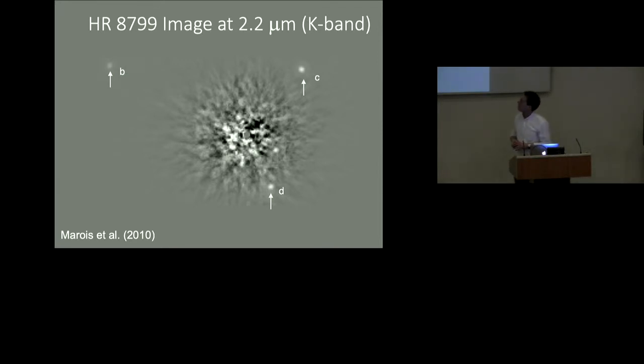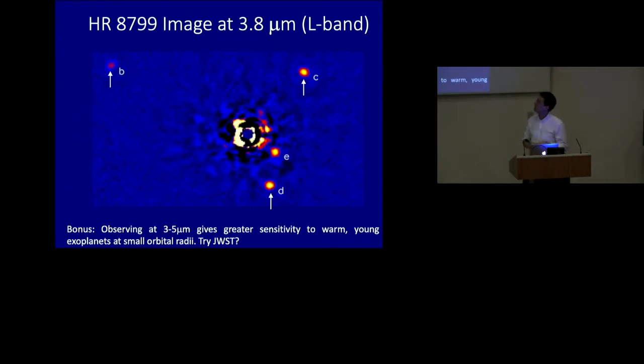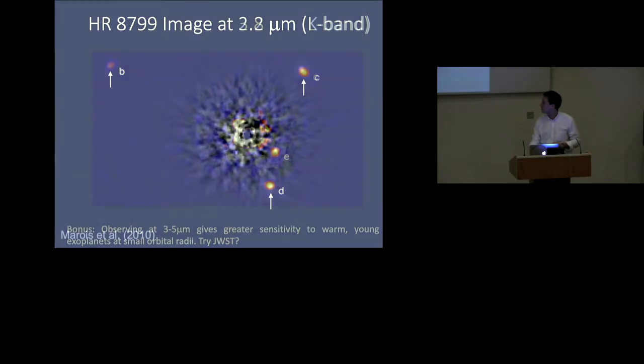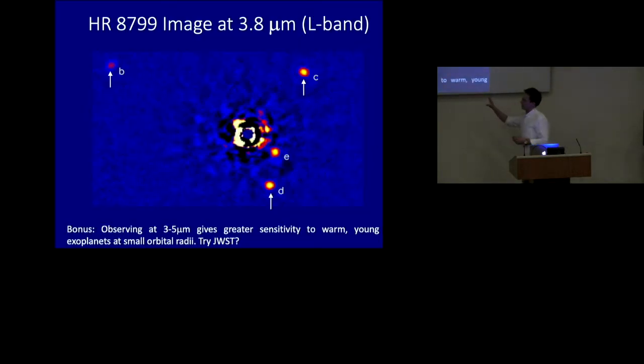This is one of the early K-band images of this now famous system HR 8799 that Rick talked about. But when we look at the same system in the L-band at 3.8 microns, you can really see these planets stand out from the star a little bit, and you can even see this innermost planet, e, quite clearly if I go back and forth. So 3 to 5 microns, in addition to what I just mentioned about the power of being able to say something about their composition, these planets just tend to be brighter in these regions, and 3 to 5 microns really gives us greater sensitivity to these warm, young exoplanets at small orbital radii.